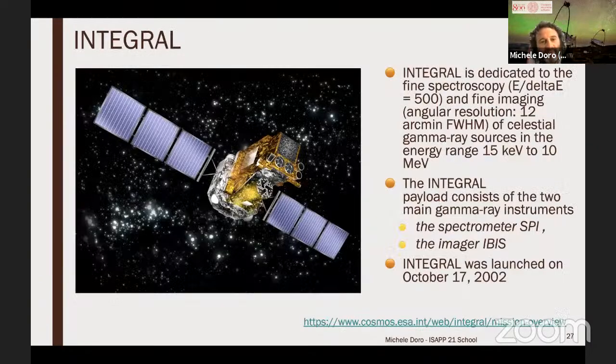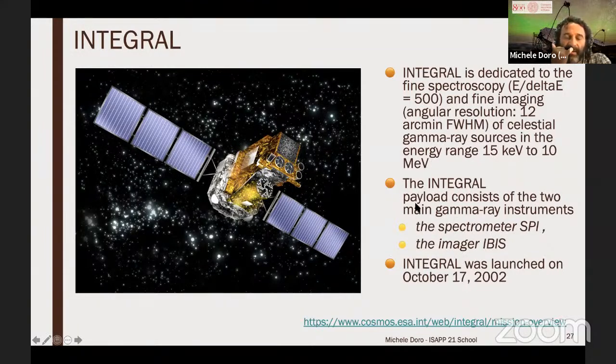Now, the best instrument that we have here, taking data for a long time because it was launched in 2002, which is a huge time for a satellite, is Integral. Integral is doing spectroscopy, so it's understanding the energy of the gamma rays with a very good energy resolution. E divided by the uncertainty is 500. And a pretty good angular resolution for gamma rays. It's sensitive from 15 keV to 10 MeV or so.